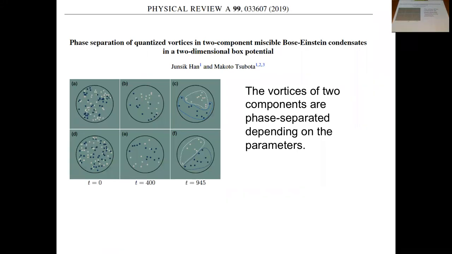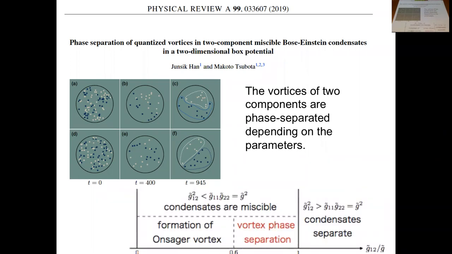We consider the Onsager vortex formation in two-component, two-dimensional BECs, and the vortices of the two components are phase separated depending on the parameters. So we obtained some new phase diagram in the two-component BECs. So Onsager vortex formation or vortex phase separation. The details will be presented by Junshika Han on Friday.